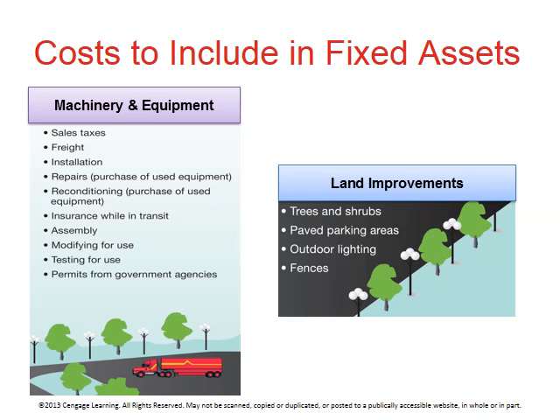A couple more examples. So first we see a line item on our balance sheet under assets called machinery and equipment. What's in that number? Sales taxes, freight, installation, everything down the line. Another type of fixed asset is land improvements. You see an item on the balance sheet under assets called land improvements. Well, what's in that number? Trees, parking areas, lighting, fences.